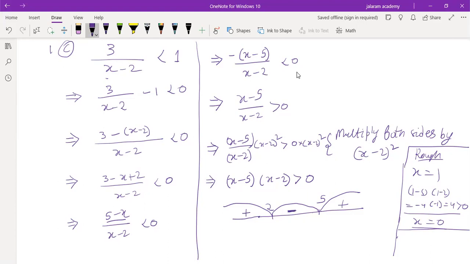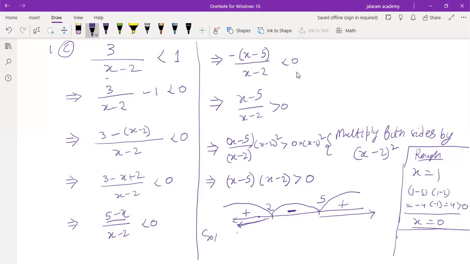So where it is positive, where is the answer? The answer is where x is less than 2. Means all the values of x which are less than 2 are the solution of this question, and all the values of x which are greater than 5 are also the answer to this question. Is that clear to everyone?